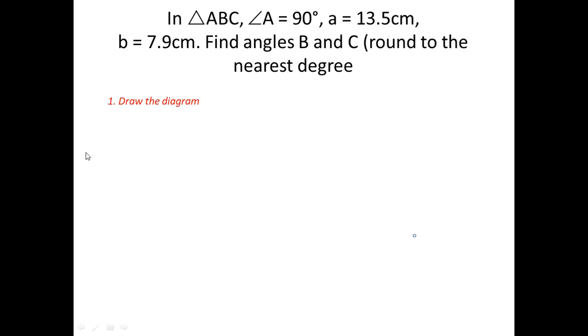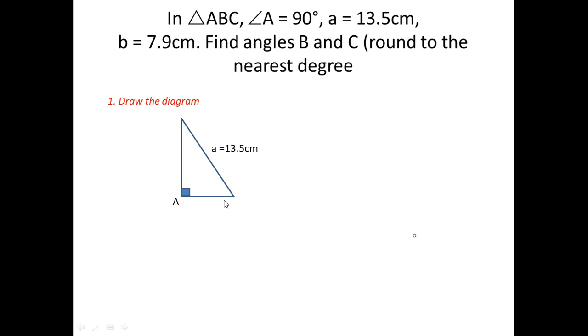So the first step is we need to draw the diagram. I'm going to draw a right angle triangle because they've told us that angle A is 90 degrees. I'm also going to go ahead and label this as angle A. Across from angle A, we're going to have little a. Little a is identified as 13.5 centimeters, so I'm going to label that.